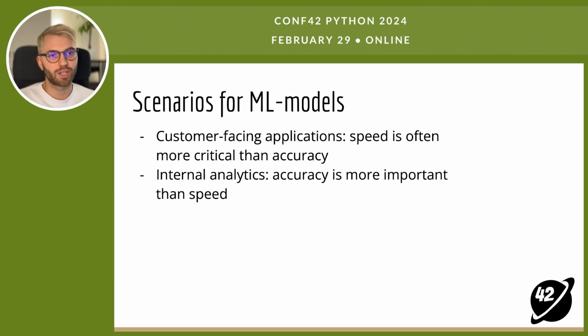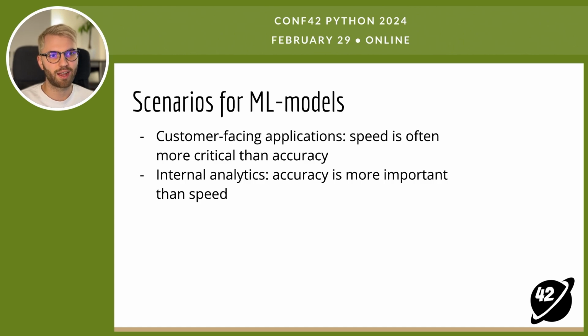Similarly, for online chatbots, which are becoming more and more popular due to ChatGPT and similar, speed is critical as customers expect quick responses and don't want to wait too long for a chatbot to answer. For internal analytics, on the other hand, accuracy is often more critical than speed.